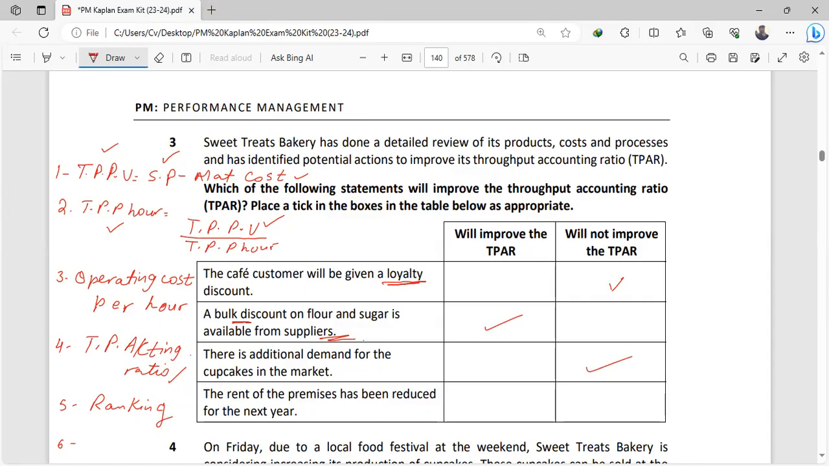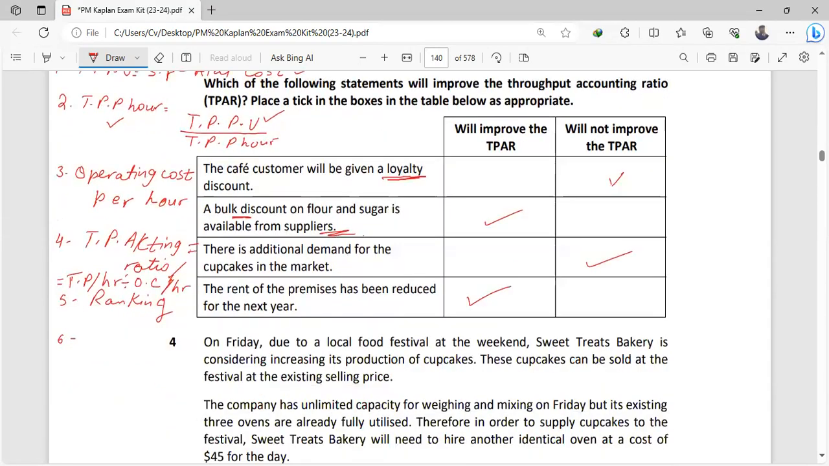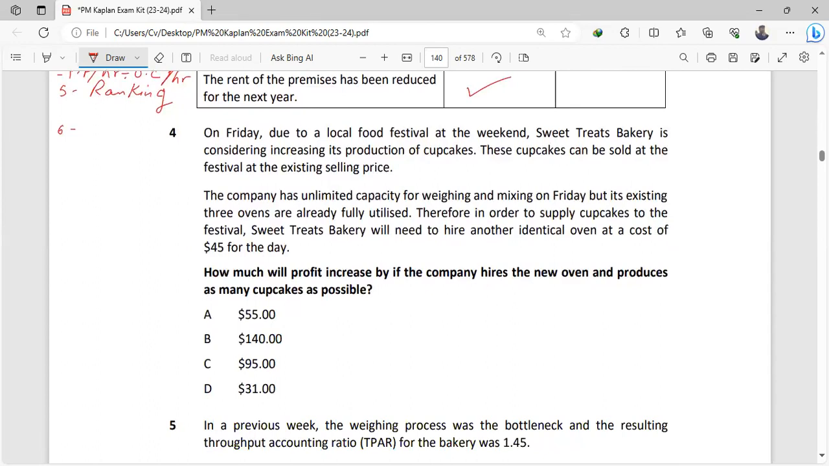The rent of the premises has reduced for the next year. Rent is part of the operating cost, and the throughput accounting ratio formula is what? Throughput per hour divided by operating cost per hour. Operating cost is the denominator. If rent is reducing, it means total operating cost is falling. If total operating cost is falling, what does it mean? There will be a reduction in operating cost per hour. Where there is a reduction in operating cost per hour, it will ultimately improve the throughput accounting ratio. So these are the steps which can be used to improve the throughput accounting ratio, or which cannot improve the throughput accounting ratio.